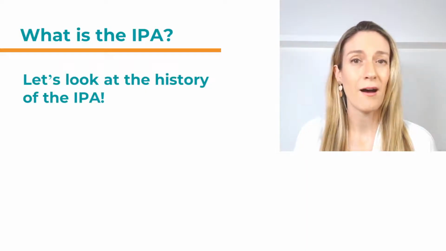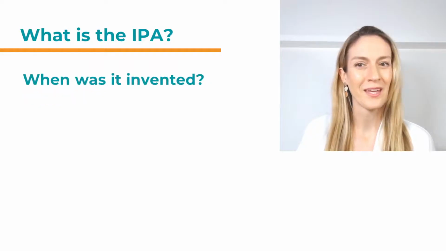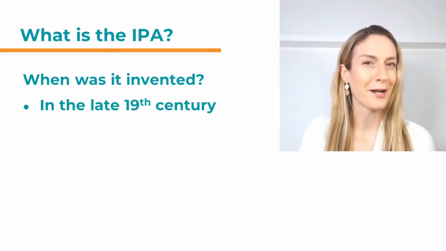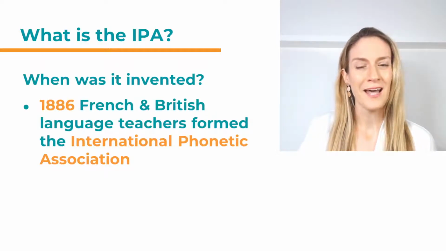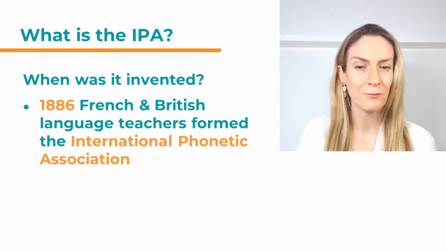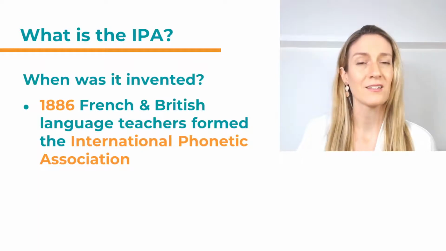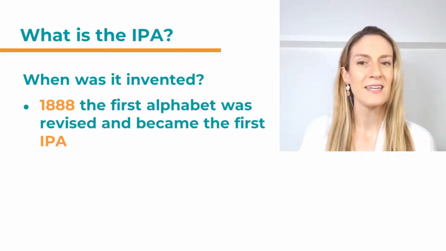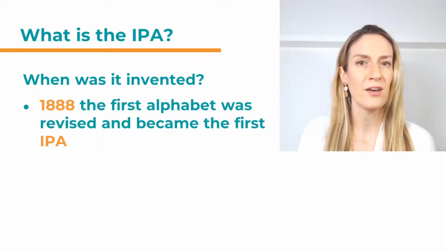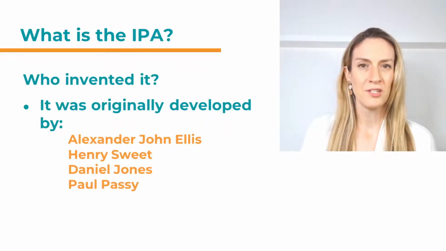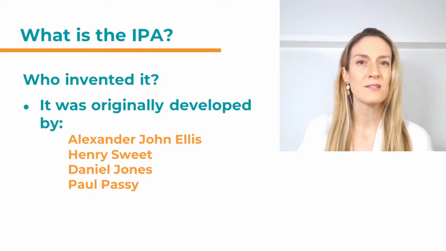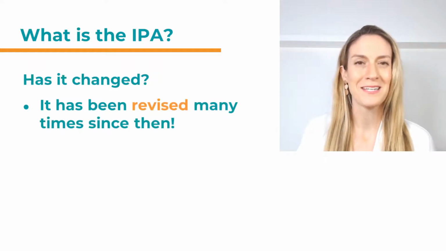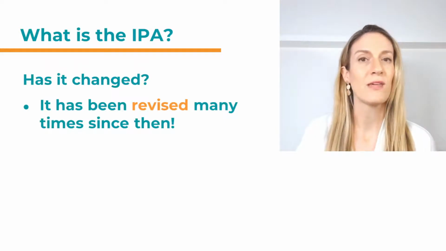Let's look at the history of the IPA, because that's really interesting too. When was it invented? It was invented in the late 19th century, so it's pretty young for an alphabet, if you think of it. It was invented exactly in 1886 by French and British language teachers, and they formed the International Phonetic Association. They developed the very first alphabet, and then in 1888, that first alphabet was revised and it became the first IPA. It was originally developed by Alexander John Ellis, Henry Sweet, Daniel Jones, and Paul Passy. And it has been revised many times since then. So what we use nowadays is a little bit different to that very first IPA.